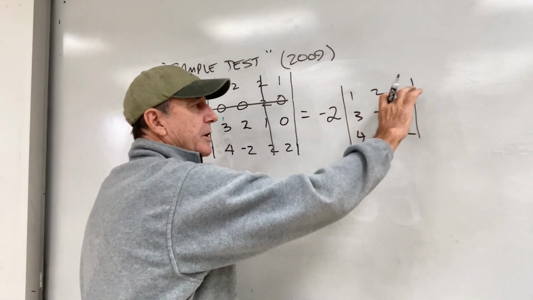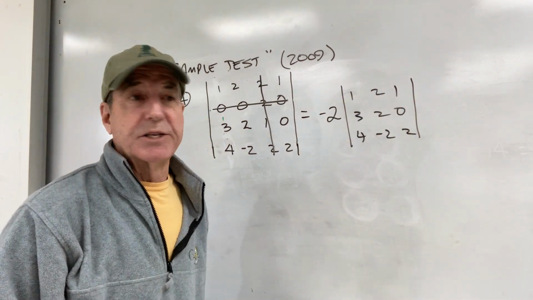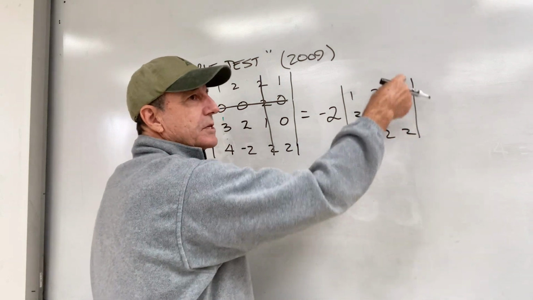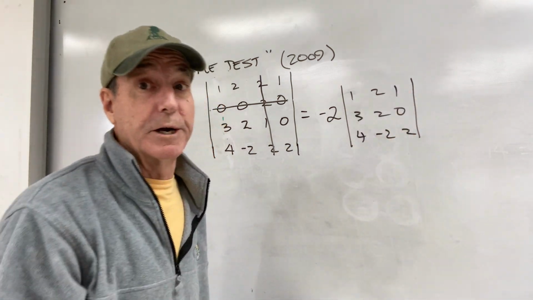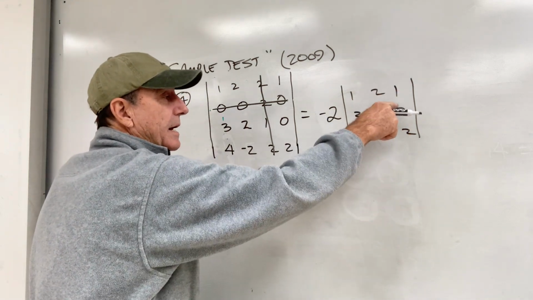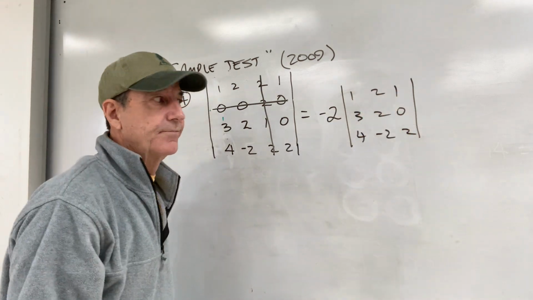I'm going to go ahead and expand this about the second row. Well, let's do the third column. It doesn't matter whether we use the second row. It doesn't matter whether we use any row or any column. We're going to get the same answer. But I'll use that third column. Again, I like that because there's a 0 there.